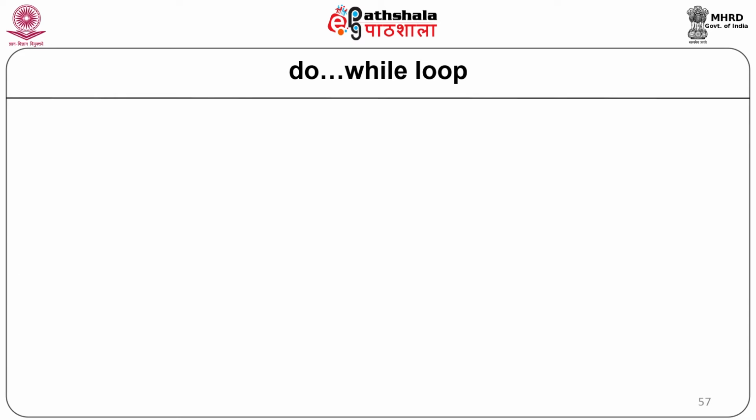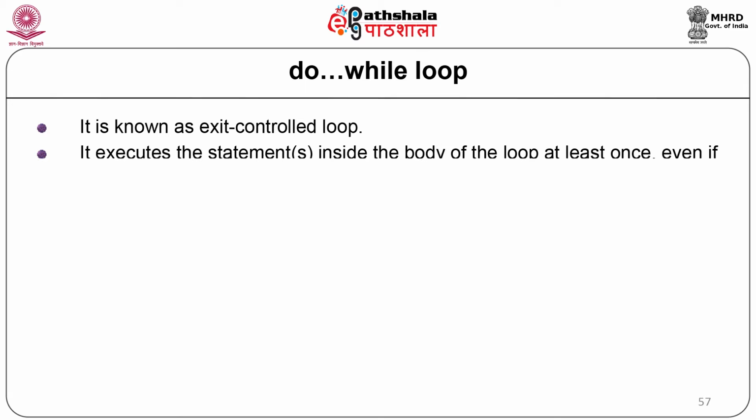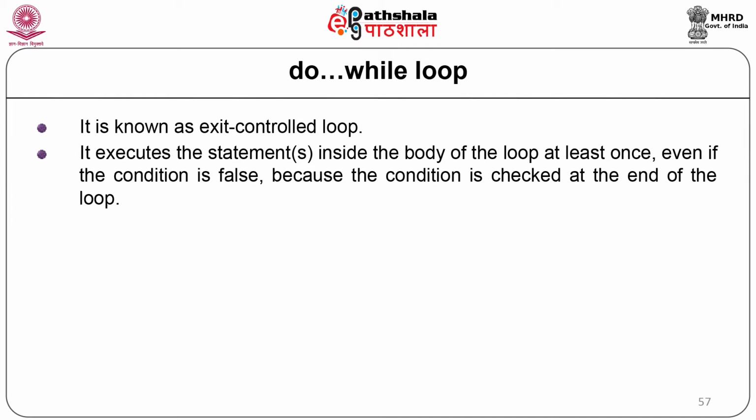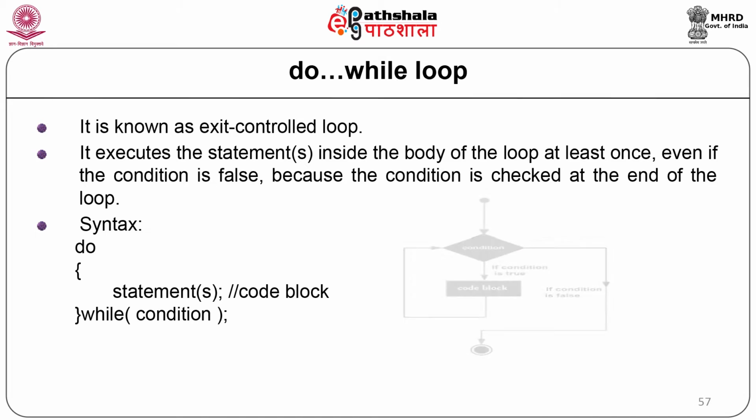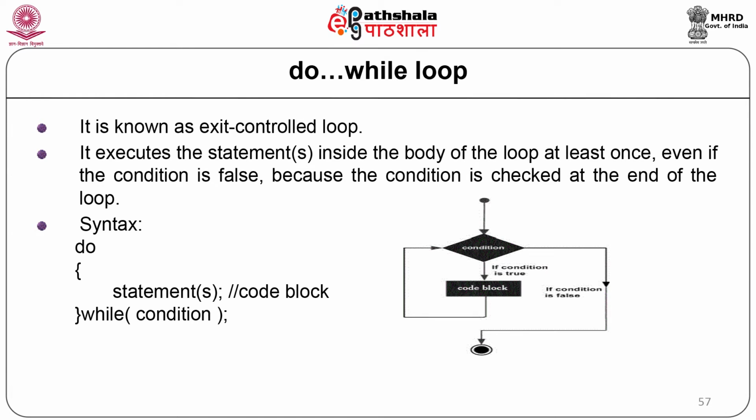Next is a do while loop. Do while loop is an exit control loop. The do while loop executes the statements inside the body of the loop at least once, even if the condition is false, because the condition is checked at the end of the loop. The syntax is do, opening curly brace, the statements, end of curly brace, while condition.